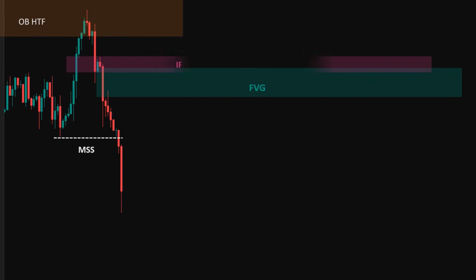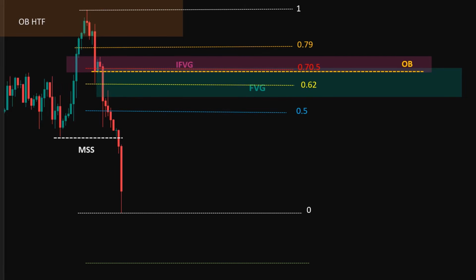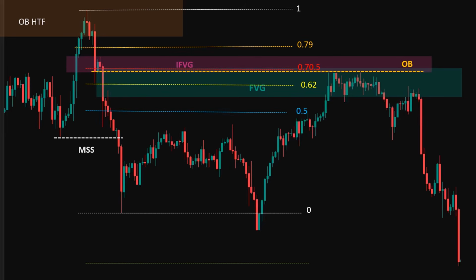Now, we identify the displacement range and use it to define our premium and discount zones, or OTE zone. We locate a bullish order block, FVG and IFVG in the discount area and OTE zone. Price pulls back into the order block and reacts strongly, another confirmation. From here, we see continued bearish movement throughout the week.